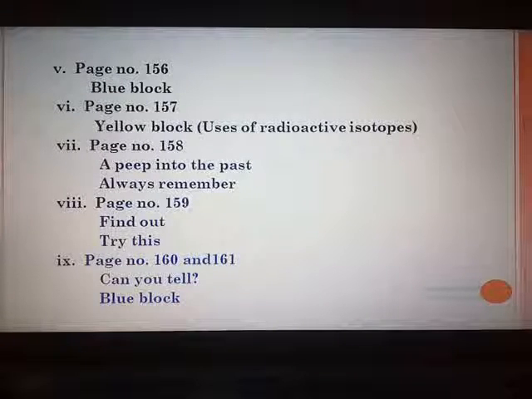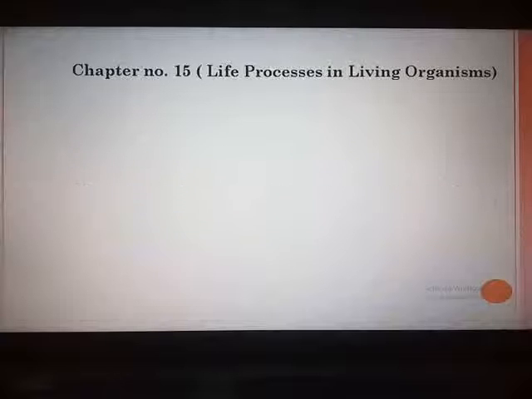So with this we complete with the discussion of reduction in syllabus for section A. Now we begin with section B. Our first chapter for section B is chapter number 15, Life Processes in Living Organisms. Page number 163.